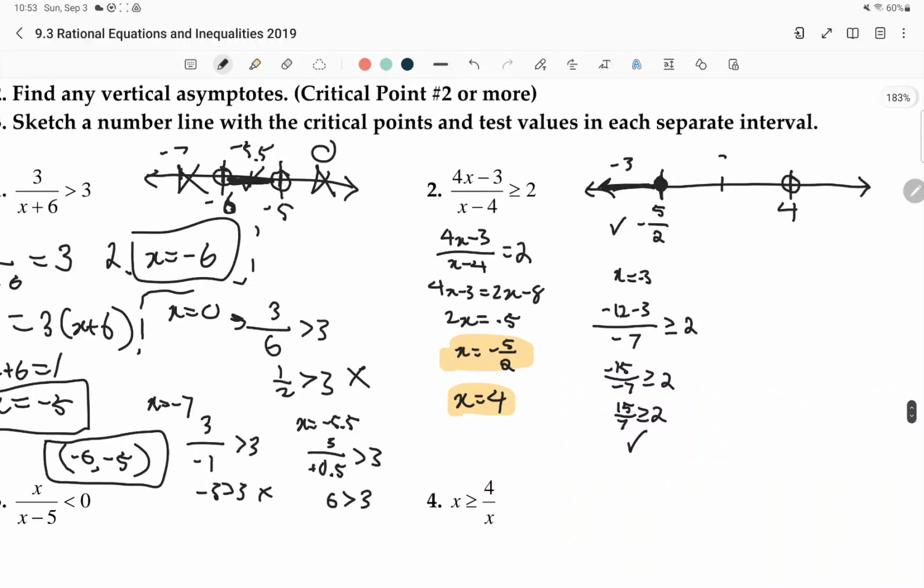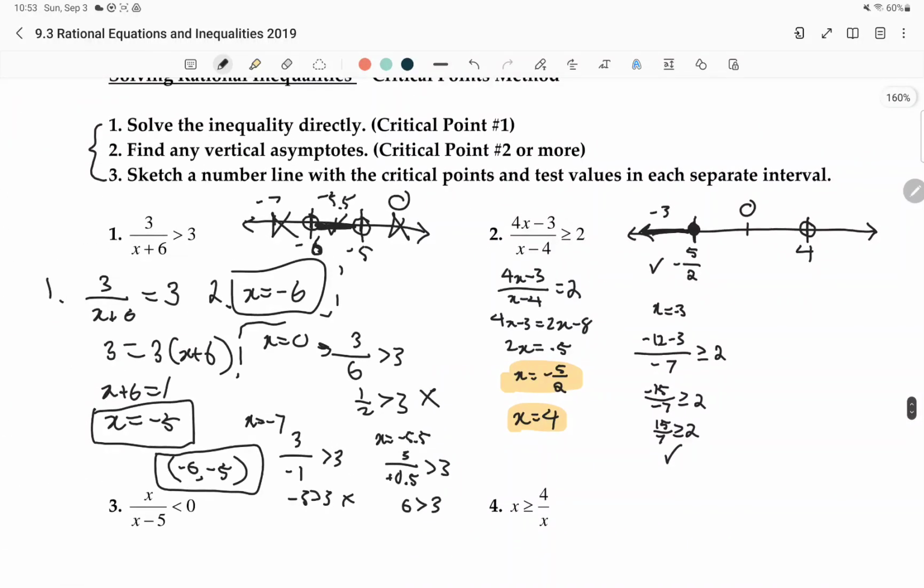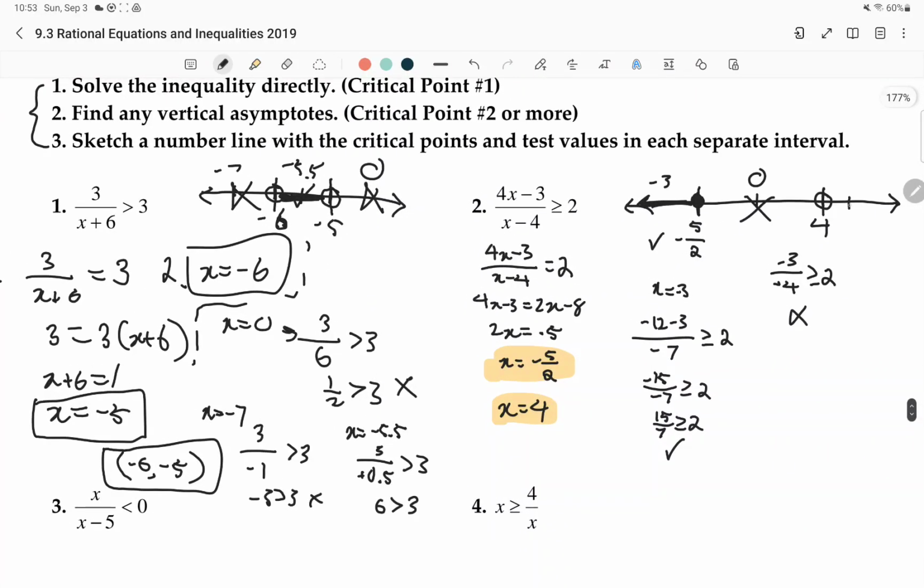Then we have this middle interval. We'll try 0 because we know it's in between there. So we have negative 3 over negative 4 greater than or equal to 2. This is obviously not true, so this middle doesn't work. Now let's try 5 because it's on the outside of this interval. It's outside the 4. So we're going to have 20 minus 3 over 1. My apologies. Greater than or equal to 2. And this is obviously true because 17 is greater than 2. So this works. So our interval out here works as well.